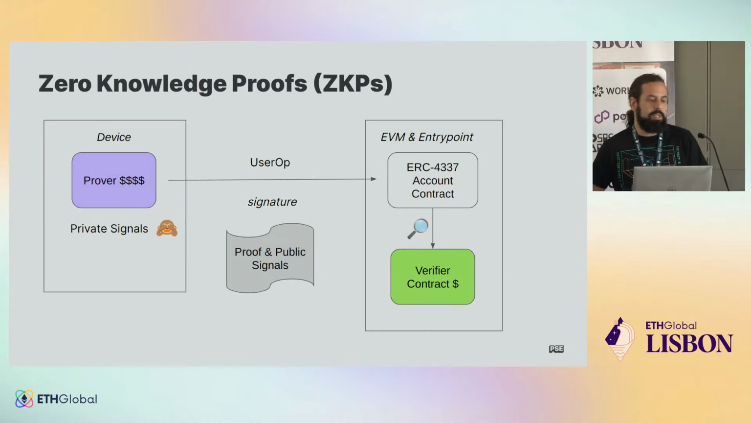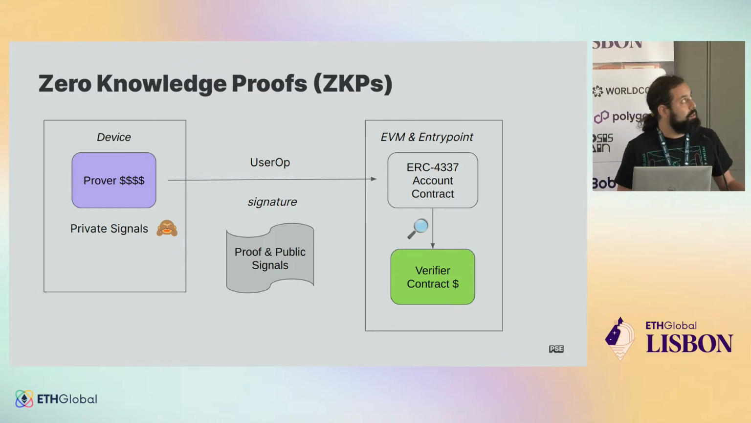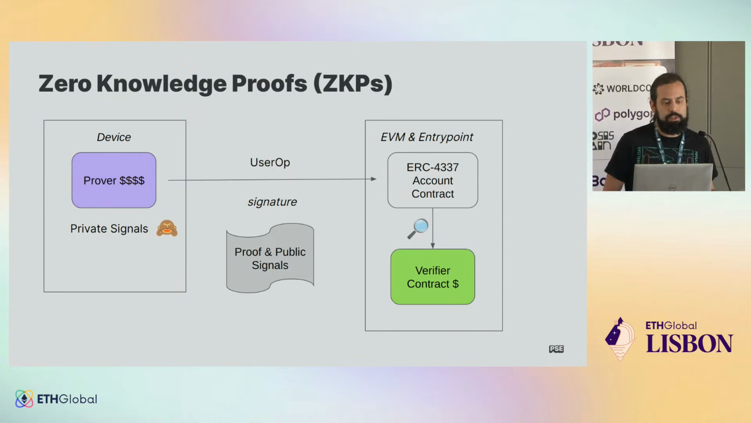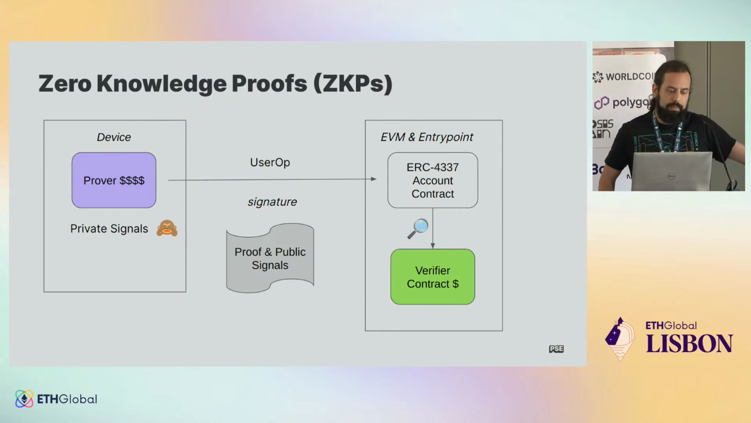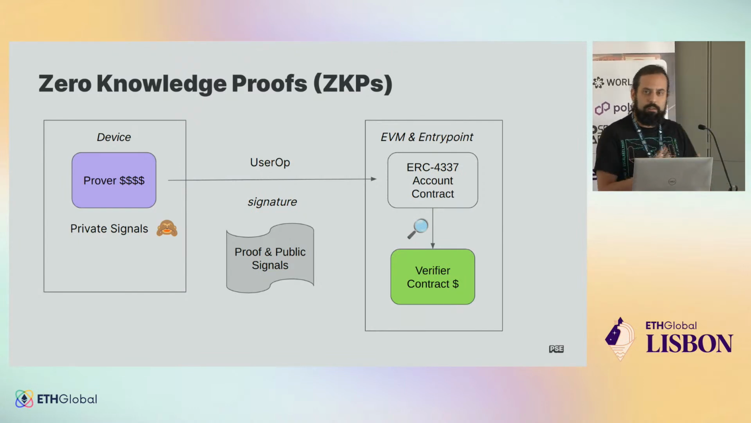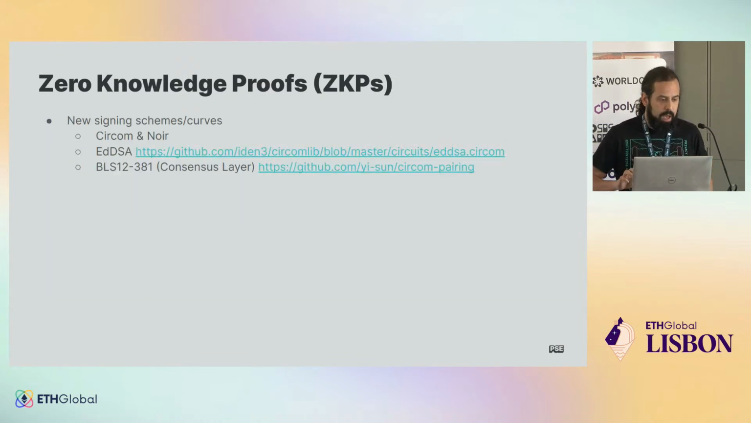Another one is potentially using zero-knowledge proofs as a way to sign your user ops. So on your device, which is the prover, you're going to have your private inputs and you're going to have an expensive computation to generate a proof. We then push that proof and maybe the public signals into the signature field of that user op. And then finally, in the EVM and that entry point, our contract can go to a verifier contract and verify whether that proof is valid and whether it's going to process that user op. And so in this way, we can use those proofs to authorize a user op.